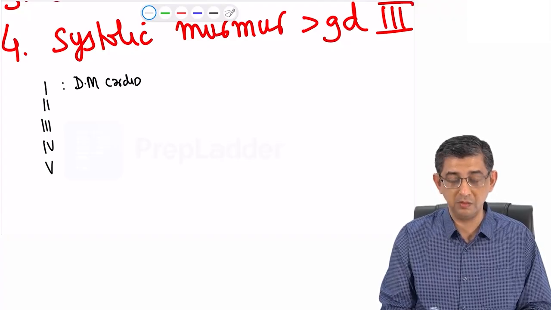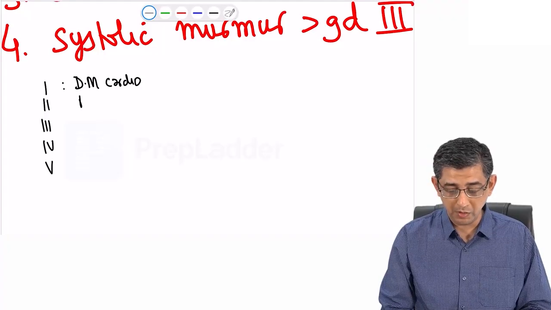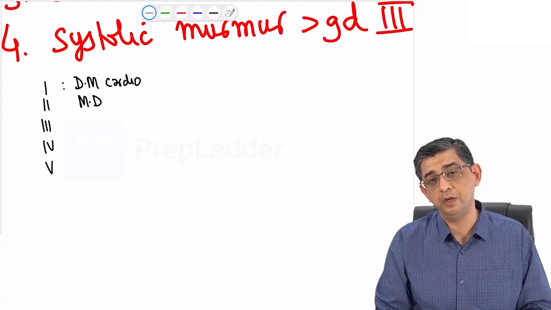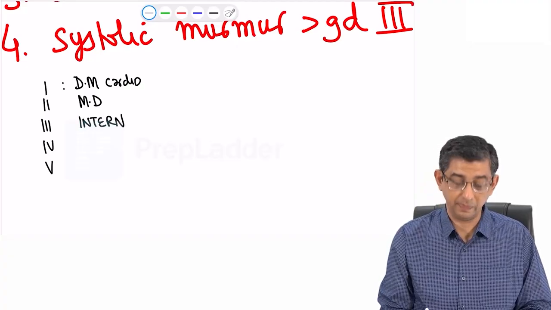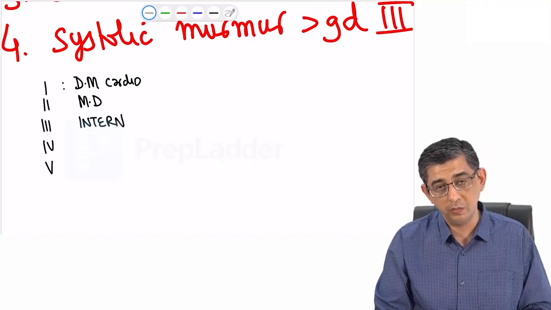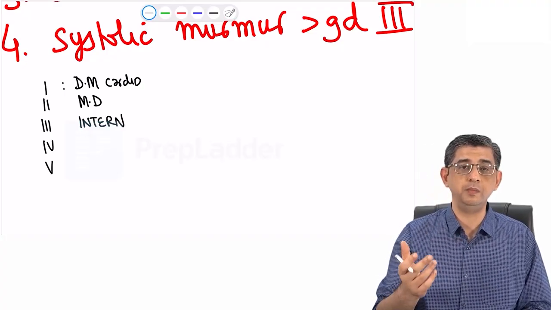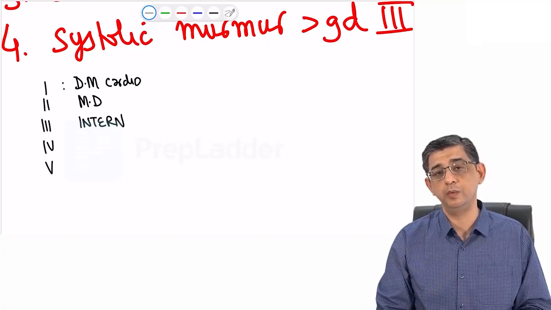experience of a DM cardiology. But grade 2 murmur can be heard even with the experience of an MD medicine. Grade 3 murmur is what even an intern can hear. See? So at least it is appreciably loud. So the words are faint murmur versus loud murmur versus very loud murmur.